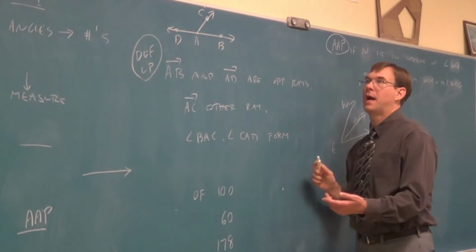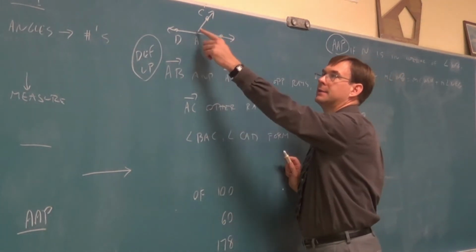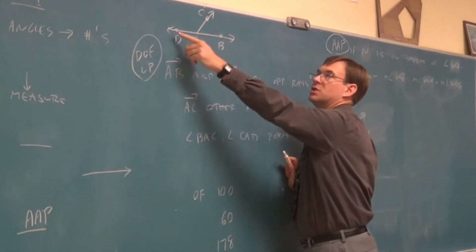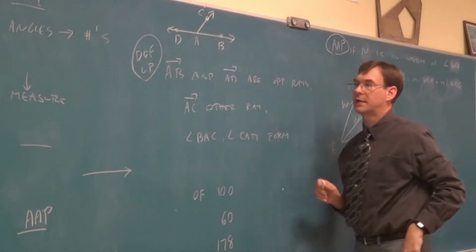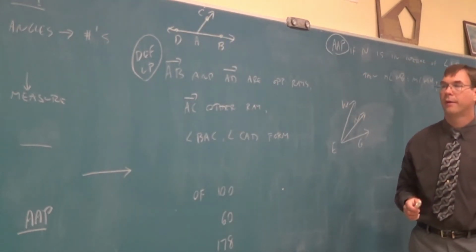Then I just made 2 angles. I made an angle BAC. I made an angle CAD. Those 2 angles together are a thing that's called a linear pair.